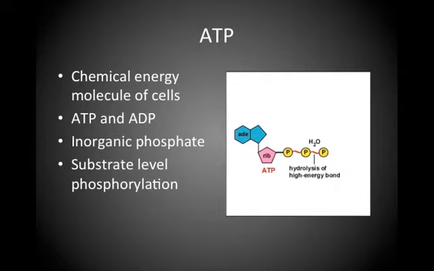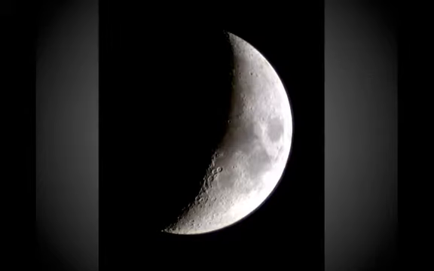So now we have molecules that are designed to provide energy for cellular work, like ATP, and then we have molecules that are designed to carry electrons from one place to another.